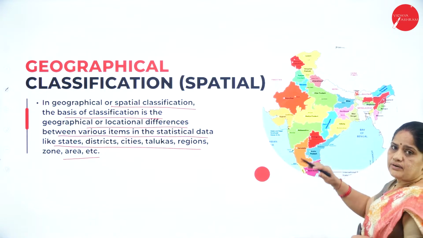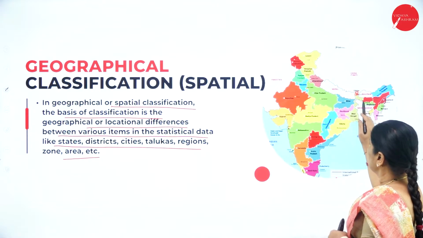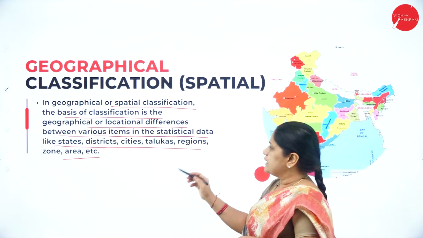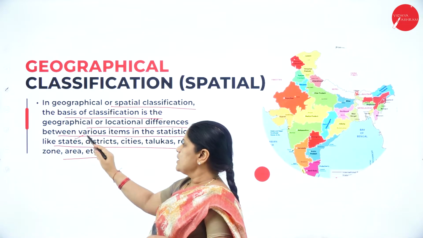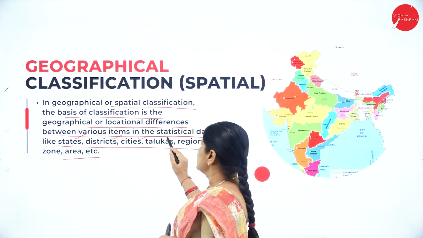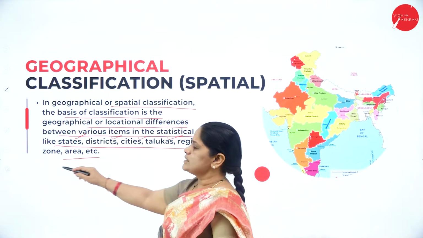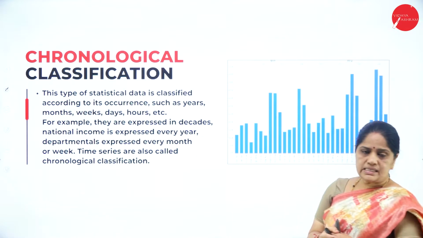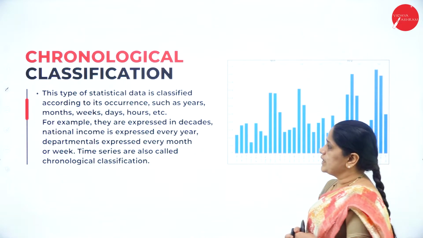You can see here we have the India map and we have the various states here. So we can classify the data on the basis of the states or the districts or the cities or the taluks or the regions, zones, areas, etc. Then next one is chronological classification.